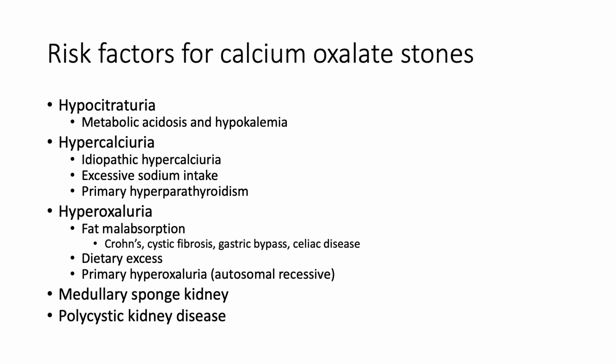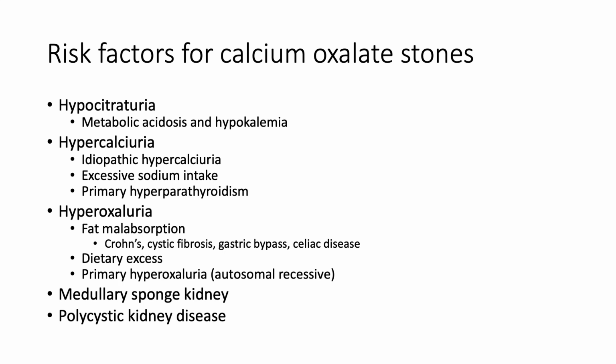Hypercalciuria is probably one of the most common risk factors for calcium oxalate stones. You can have idiopathic hypercalciuria, which is often seen in families, so there's probably a hereditary component to that. Excessive sodium intake will also increase the amount of calcium excreted in the urine. And then primary hyperparathyroidism causes hypercalcemia and also calcium wasting in the urine.